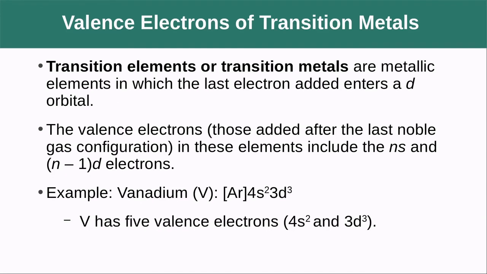Transition elements, or transition metals, are metallic elements in which the last electron added enters a d orbital. The valence electrons, those added after the last noble gas configuration in these elements, include the ns and (n-1)d electrons. So here you can see that when we don't have those p orbitals, we consider the 4s and the 3d for those transition metals as valence electrons.